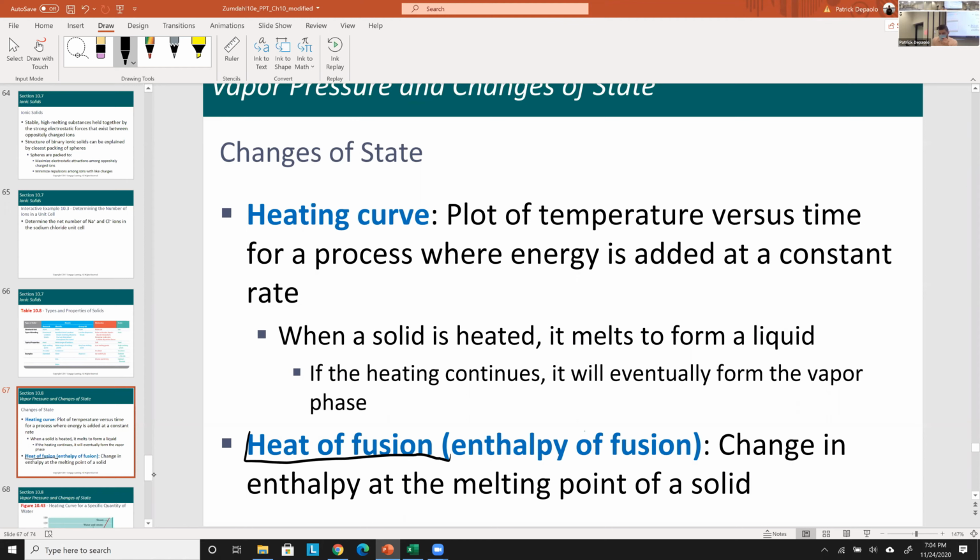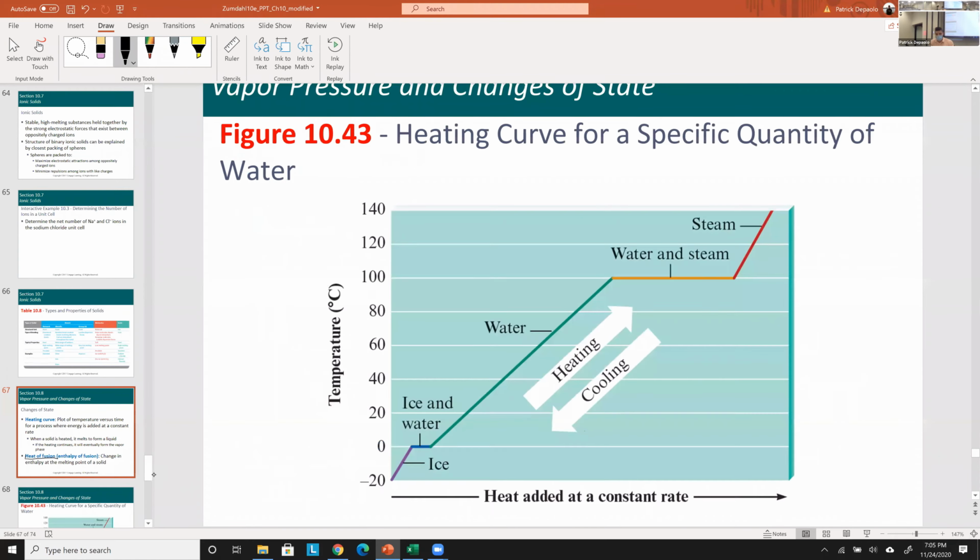Heat of fusion, or enthalpy of fusion, corresponds to the enthalpy change when you melt something or when you freeze something. When you freeze something, energy is being removed because it's now colder and the molecules have slowed down. But when you melt something, this heat of fusion is put into the substance in order to melt it and make its molecules move faster and increase their degrees of freedom. So that's heat of fusion. That's an important term to know.